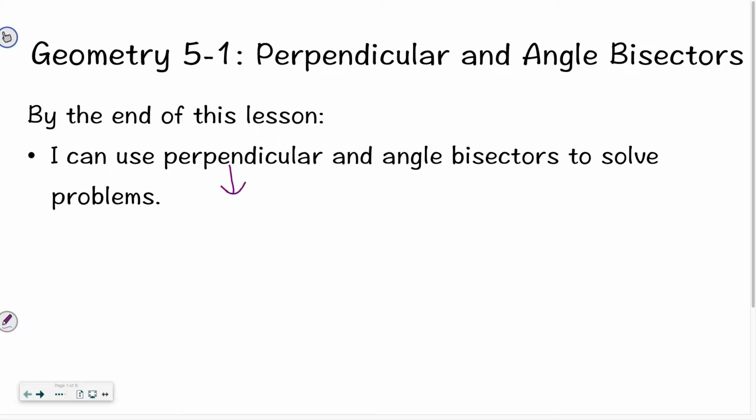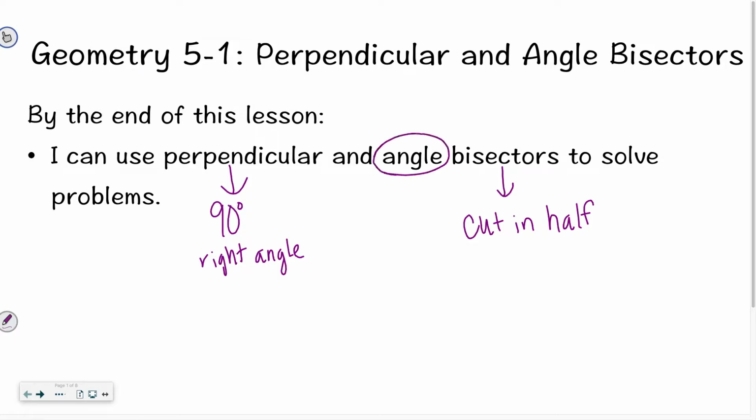Let's quickly refresh our memories. Perpendicular means 90 degrees or that it is a right angle. They are the same thing. All three of those things mean the same thing. Perpendicular is 90 degrees and right angle. Angle bisector, remember the word bisector means cut in half. That means you have two equal pieces. And right now we're talking about an angle bisector, so that means that our angles are cut in half.